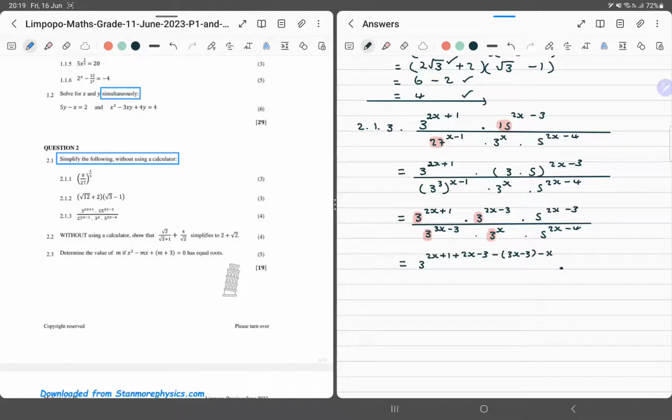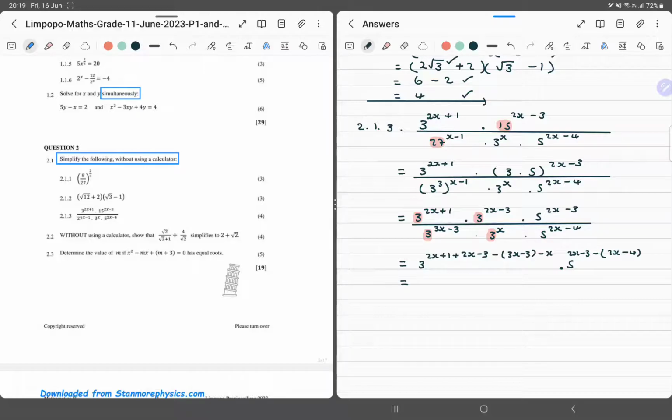And then we deal with the 5. So this is 5 to the exponent 2x minus 3. This one is on the denominator. We simply subtract that one as well. So now that everything is in order, we just sort it out.